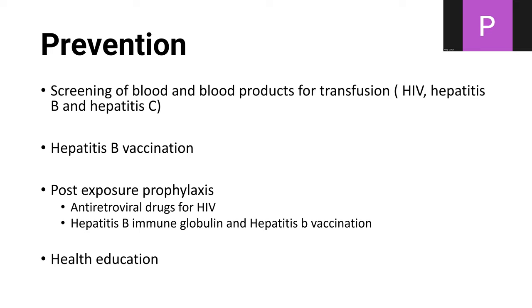So in summary, blood-borne viruses, including HIV, hepatitis B, and C, can be transmitted through infected blood and body fluids. And to prevent this in the healthcare setting, standard precaution is very important. And what is standard precaution? It is assuming that every body fluid of any patient is potentially infectious. So it applies to all patients in all healthcare settings, and it should be practiced by all healthcare workers. Thank you.